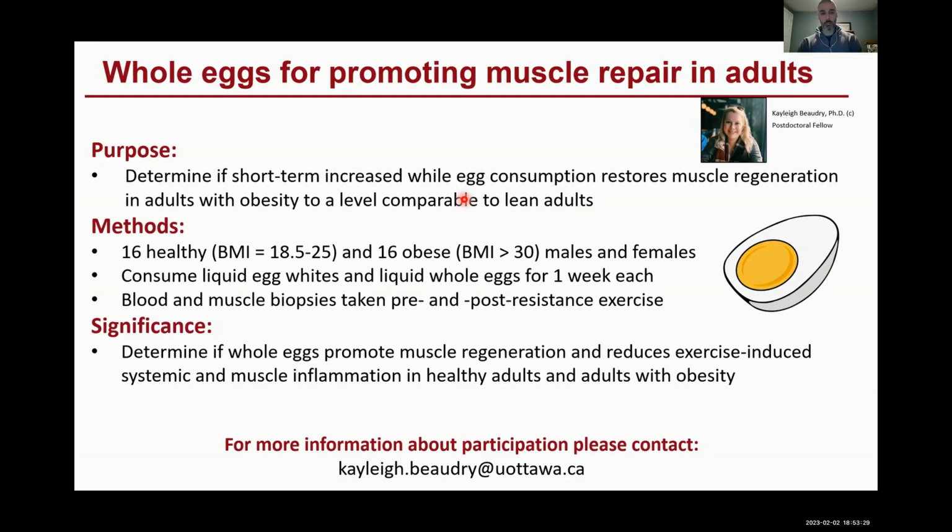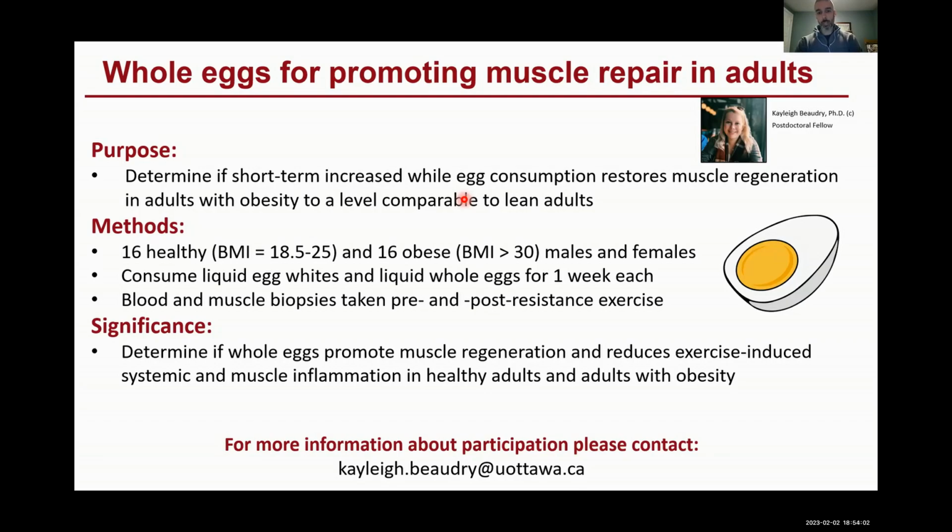You can either volunteer to help Kaylee run the project, or we're also looking for volunteers to actually be participants. What you would need to do is get free eggs for 2.5 to 3 weeks. And in this economy, eggs are like $5 an egg, basically. So that's a good deal. So you get a bunch of eggs, you eat the eggs, you come into the lab. We will take skeletal muscle biopsies and blood draws to do our analyses and also do some exercise tests. And then we'll look at the response pre and post exercise.